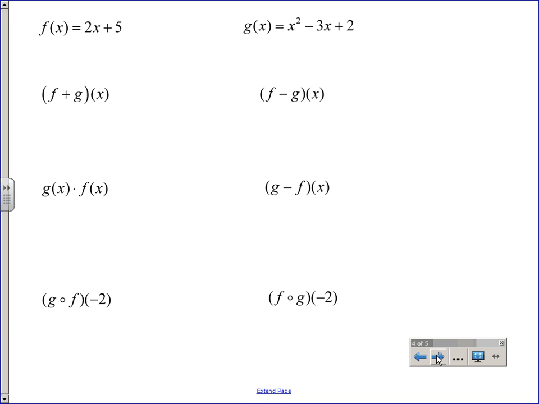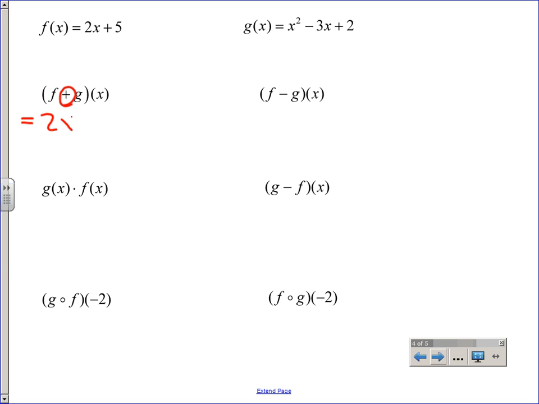Now the latest part of the chapter that we did had to do with functions and operations with functions. So the two functions that we're dealing with are listed there at the top. Again, let this be as easy as it looks. The very first problem here has a plus sign. It says f plus g. Don't make it harder than it is. Just add them. That's it.